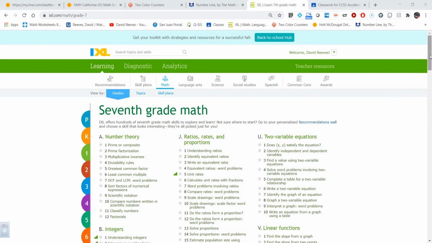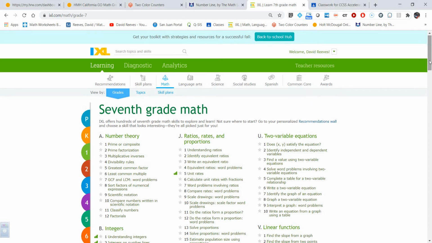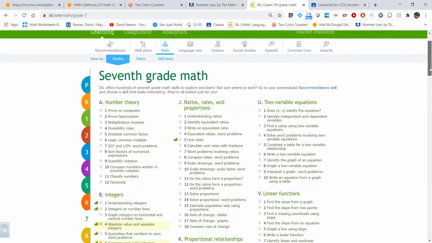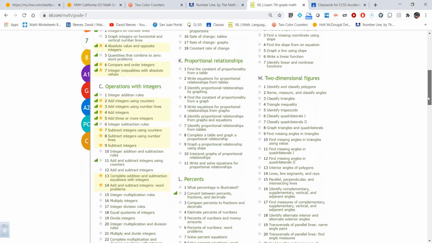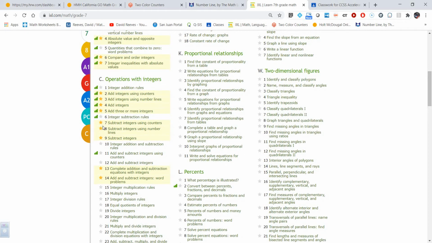We are looking at subtracting integers, and I wanted to do some problems from IXL. So I'm in 7th grade math. I'm going to scroll down to these skills right here. Remember, the starred skills are the ones that have been assigned. And I'm going to work on some selected problems from these subtraction skills.